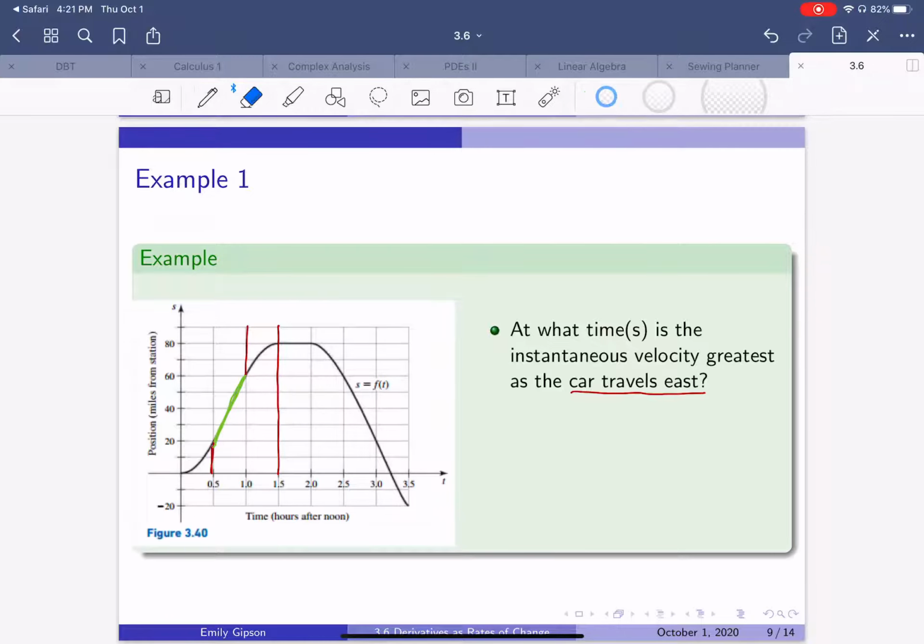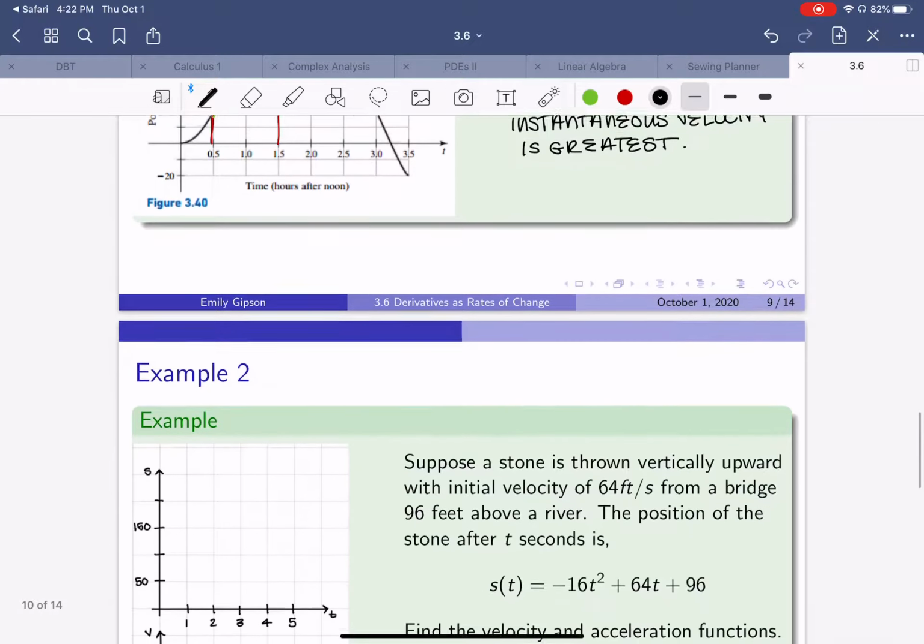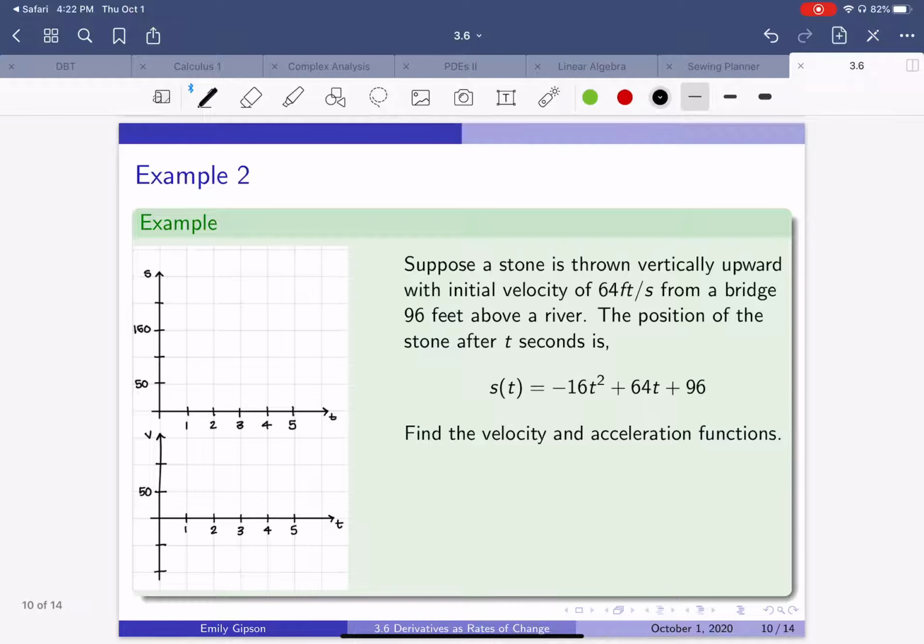So let me write that. And that's it for that question. So let's move on to another question. And this is example 2.